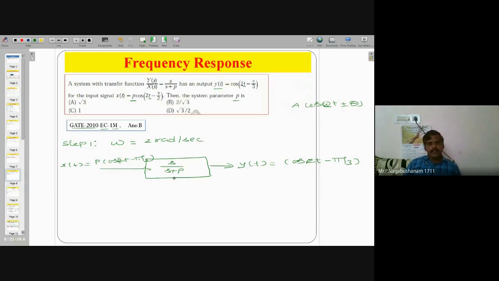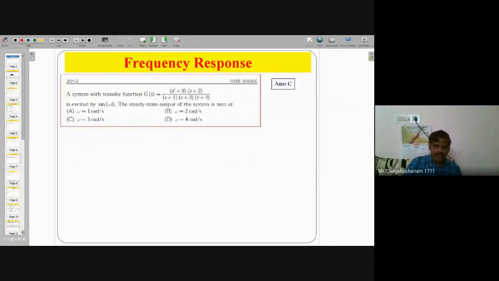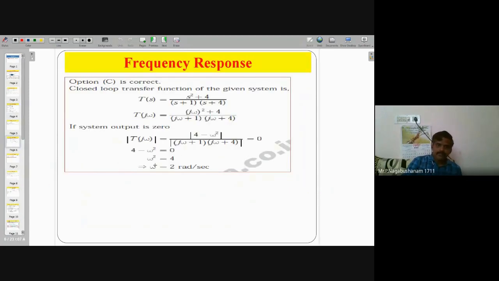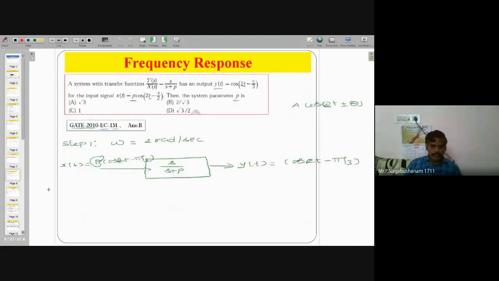Check it out. In this case, I don't require the output phase. They gave the output signal, and I don't want to find the output. I want this parameter P. Let me take a red color. If you check the previous 3 important steps, output magnitude equals input magnitude into transfer function magnitude, and that formula is sufficient to get the answer. Because the output is available, I need not find the output. Output magnitude equals input magnitude into transfer function magnitude at omega equal to 2 radians per second.